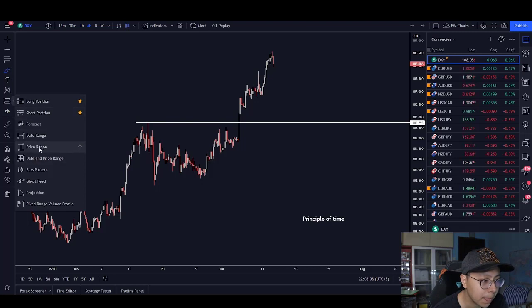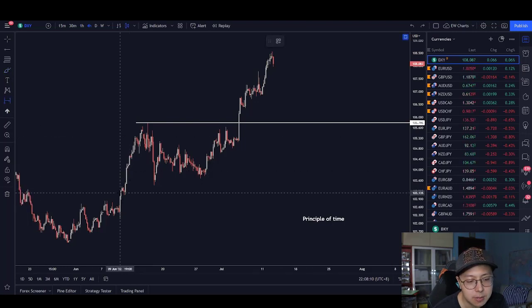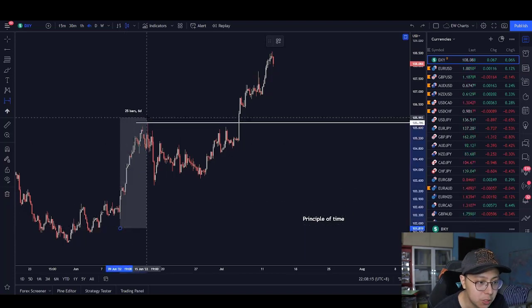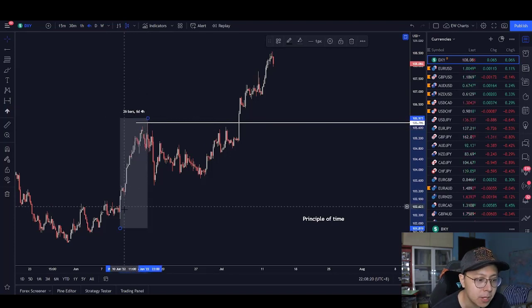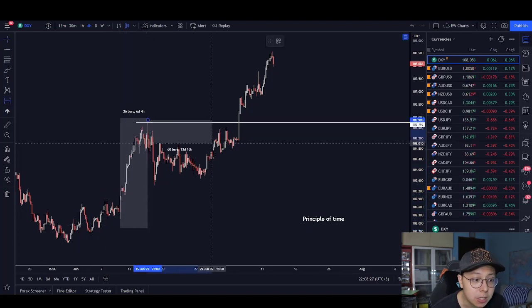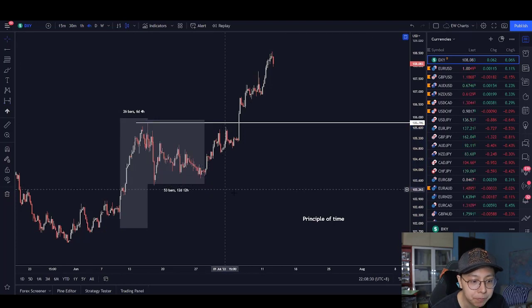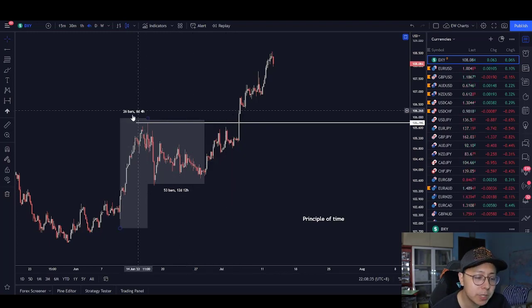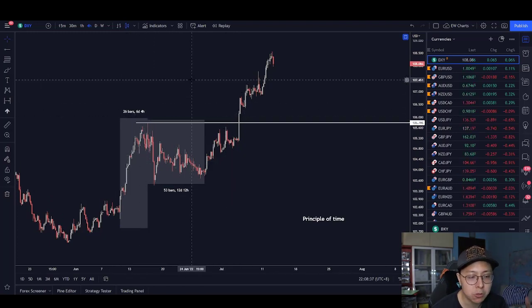So the principle of time here suggests that if you take a look at this measurement that I'm going to do, this impulse move started on the 9th of June, and the completion of it is somewhere here, which is about 15th of June, and that's about 6 days. So it took 6 days for the market to move up in a very impulsive way, and after which the market goes into a consolidation, and that took about 12 days or so. So if you put them in comparison, the impulse move is 6 days, the correction is 12 days, about twice the duration of it.